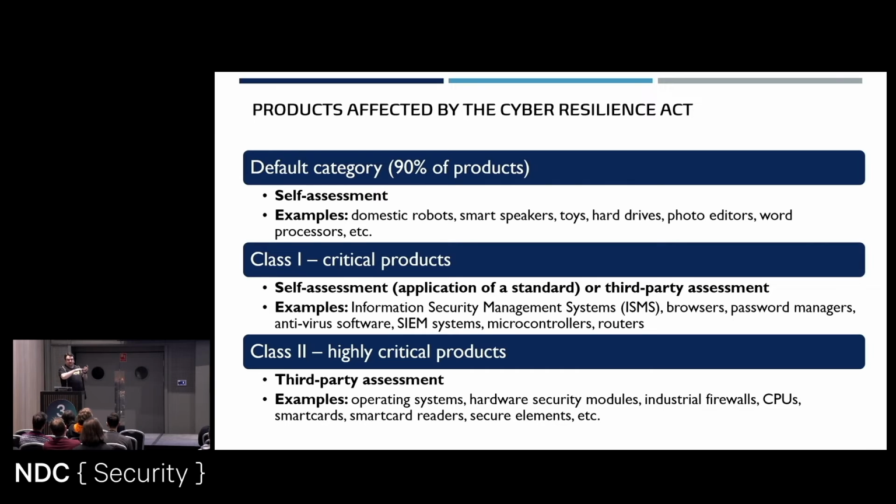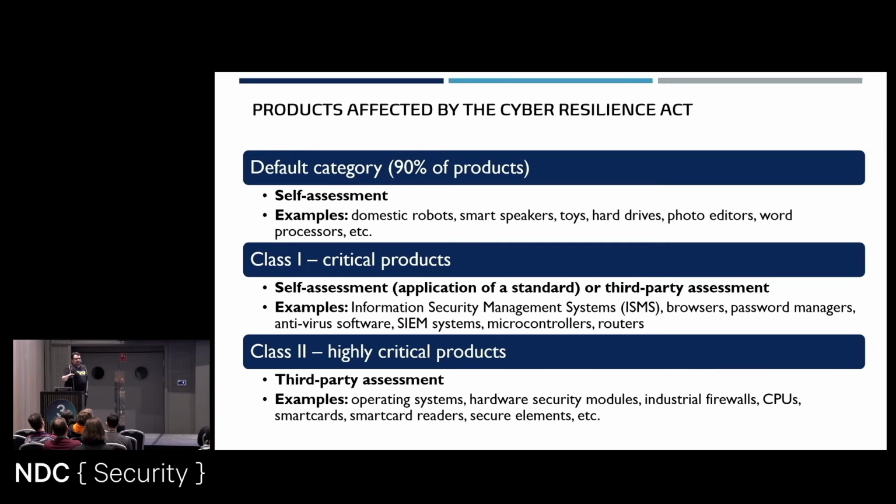If you fall, however, under the critical products category, that's, again, divided into two. Class 1, the critical products, they require either a self-assessment, but that usually means the application of a standard for that self-assessment, or having a third party do the assessment that, hey, you're doing a good job protecting that piece of software or hardware. And this is where ISMSs fall under: browsers, password managers, antivirus software, SIEM systems, routers, microcontrollers, and the like. And then you've got the other class, Class 2, the highly critical products.